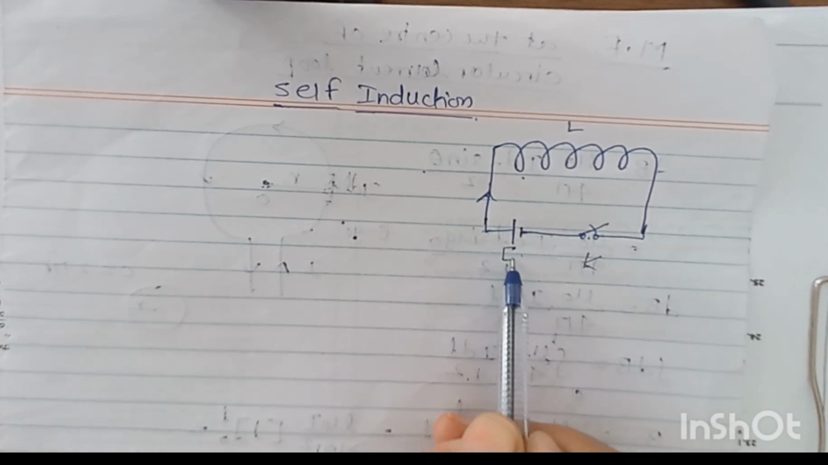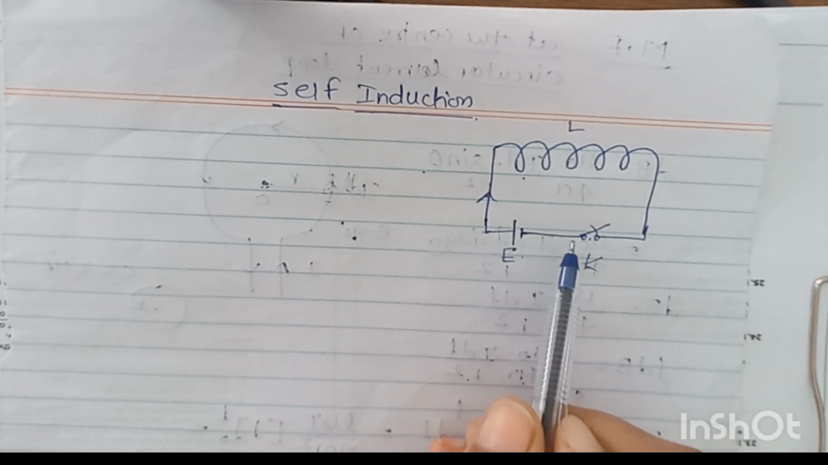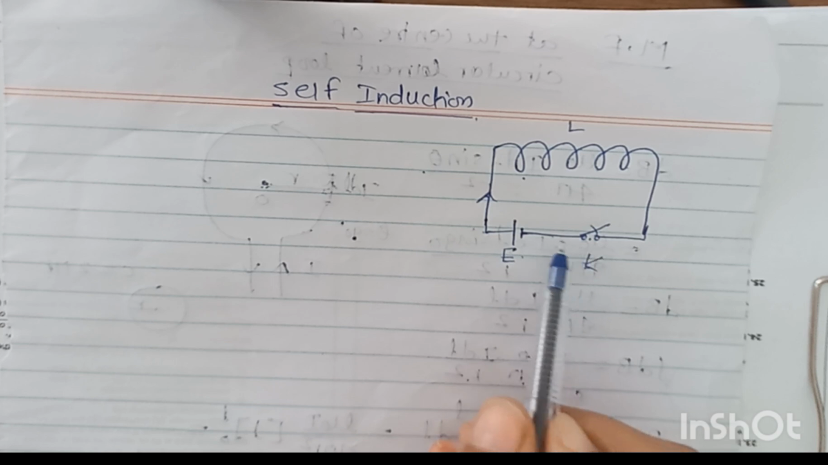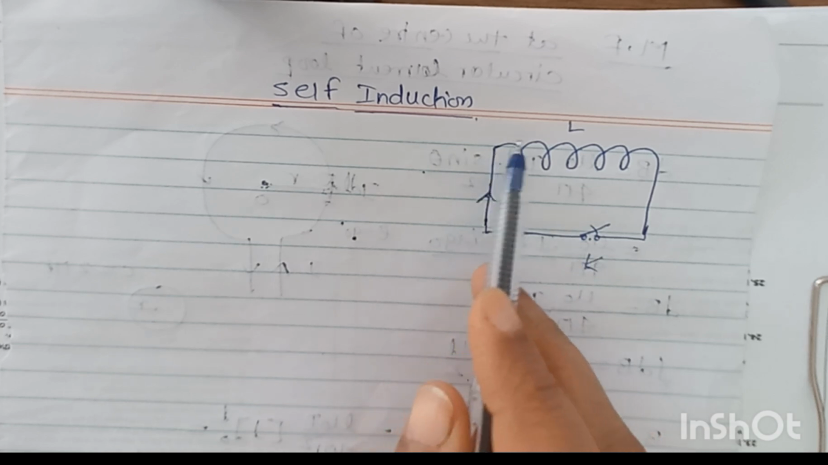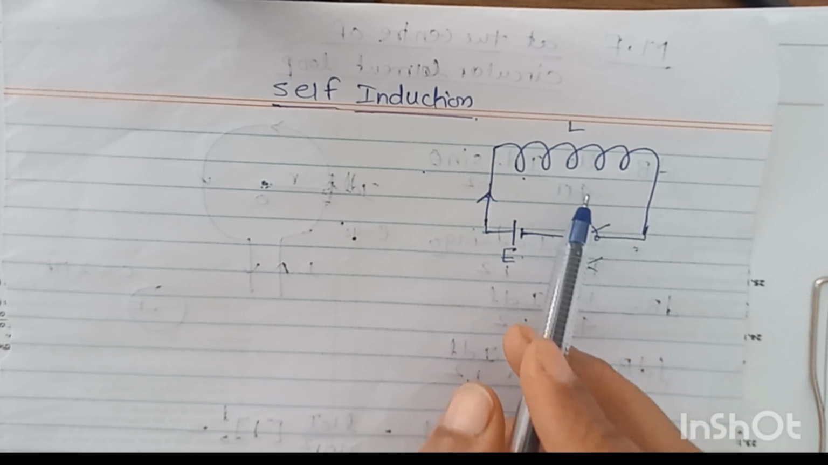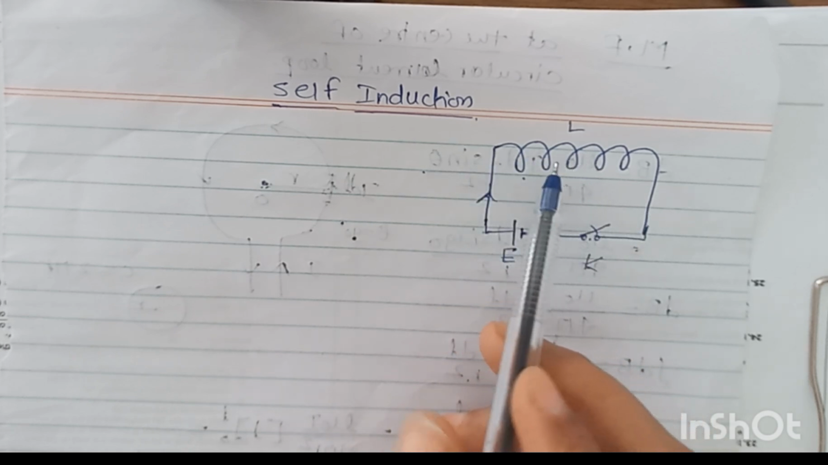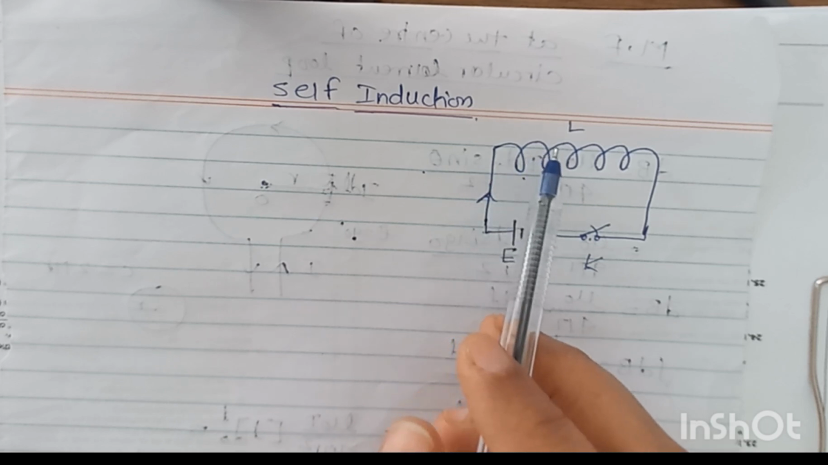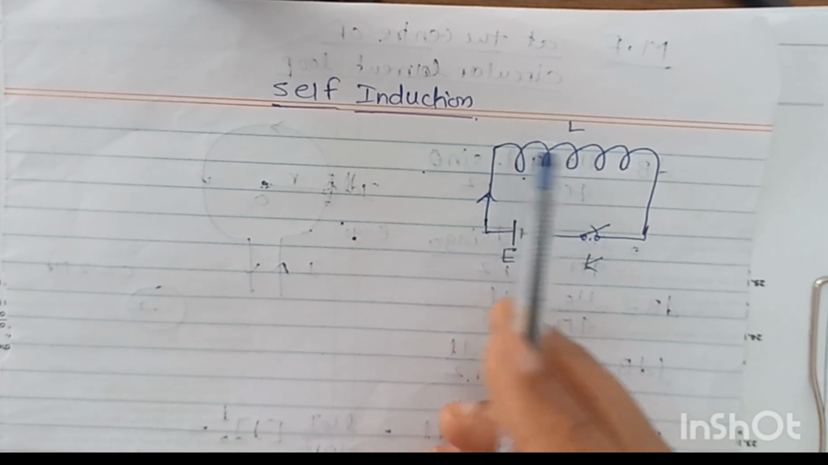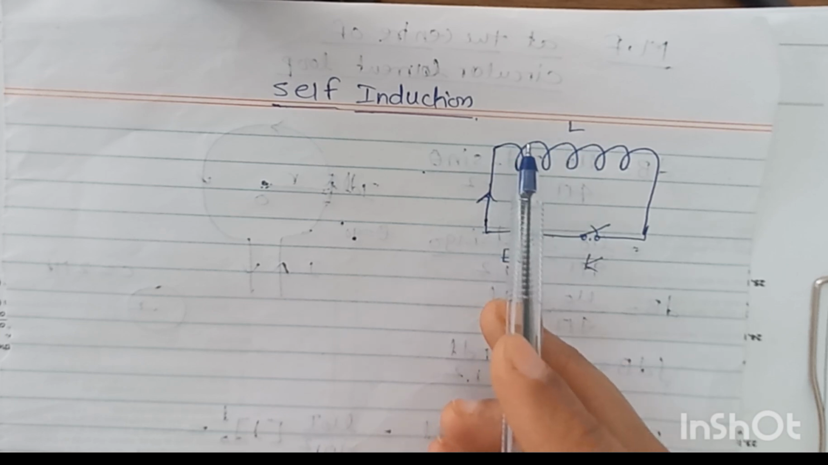This is a battery E, and whenever you turn on the key, or when you close the key, current starts flowing through this inductor, and this produces an induced EMF in the coil. The direction of the induced EMF is such that it opposes the growth of current in the circuit.